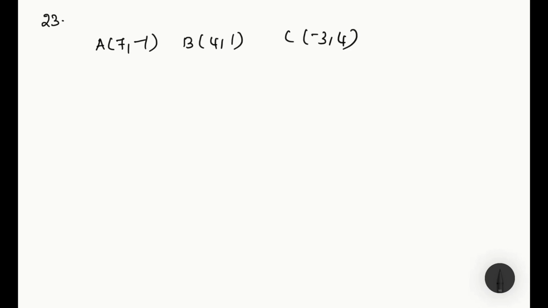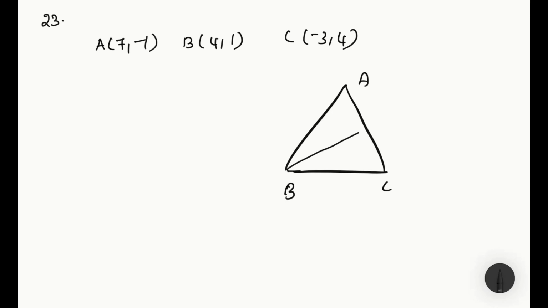Next, coming to question number 23, we have A(7, minus 1), B(4, 1), C(minus 3, 4) as the vertices of triangle ABC. Find the equation of the line through vertex B and the point P in AC. So if I have a normal triangle ABC, this will be the point P on AC, where AP is to CP is 2 is to 3. Using this we need to find it out.